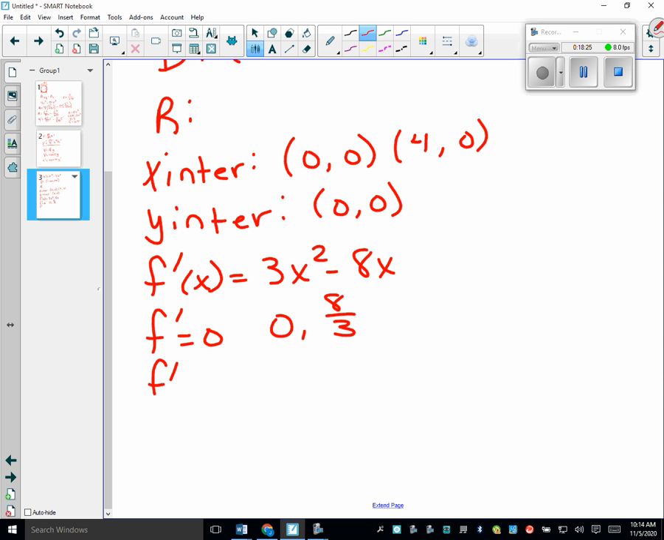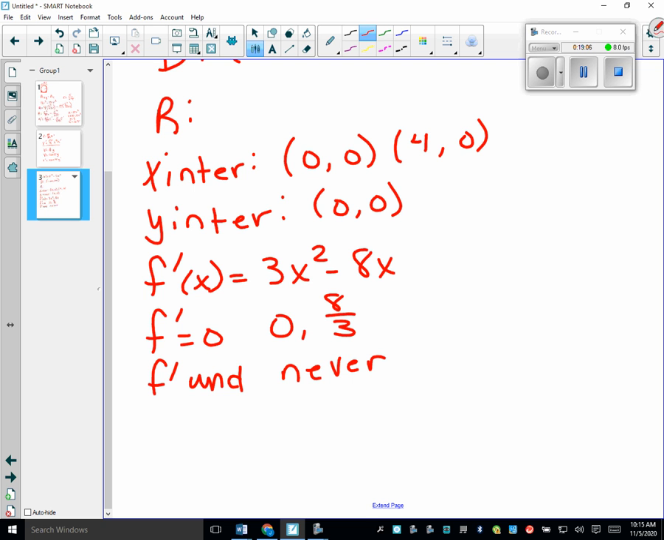When is f prime undefined? Never. Do not leave that blank. Either write never or draw a line. Don't just leave it blank. I'm going to assume you didn't know what to do. Why is it never? Because it's only undefined if it has x in the denominator, and it never does. Okay? Next question.